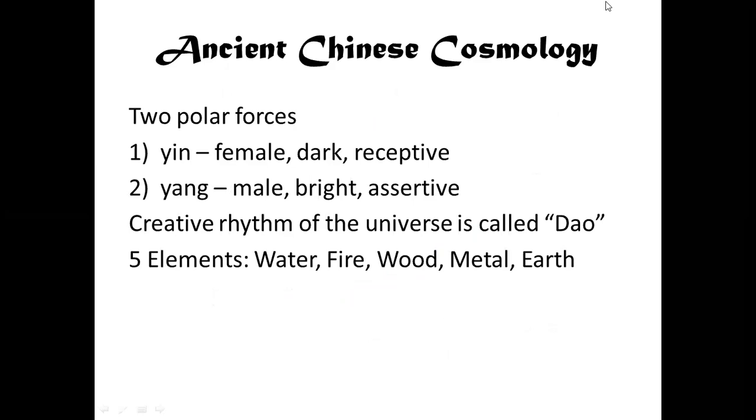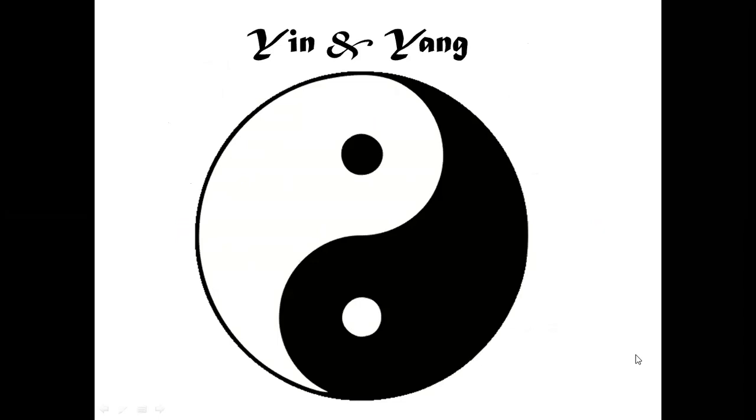The yin is the female, the dark, the receptive. The yang is the male, the bright, the assertive. So if you ever see the yin yang symbol, see there, I did it. I go back and forth myself. The white represents the male, the dark, the female, light, dark, positive, negative, passive, assertive.